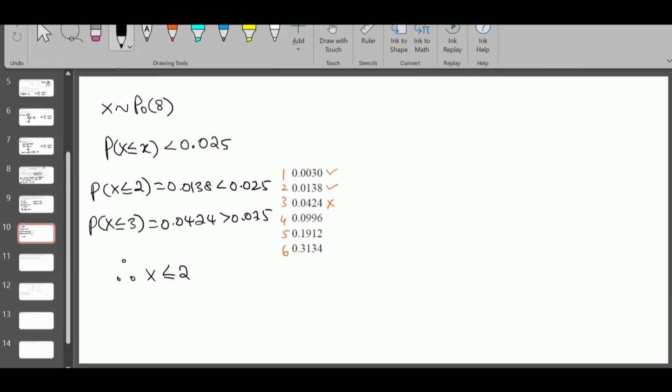That's just one part. That's not the final critical region. Now we need to do the upper tail test actually. X greater than or equal to x with probability less than 0.025. Here the trick is take 1 minus this and see where the value from the table switches from less than 0.975 to greater than 0.975.